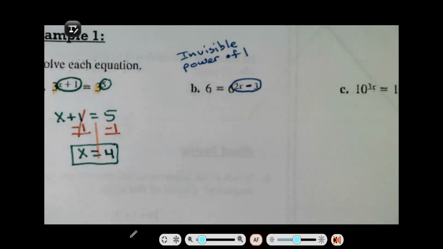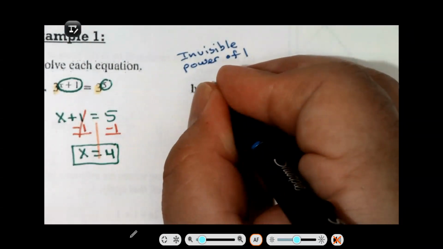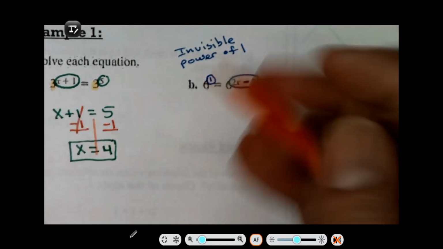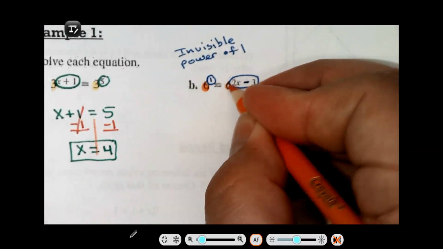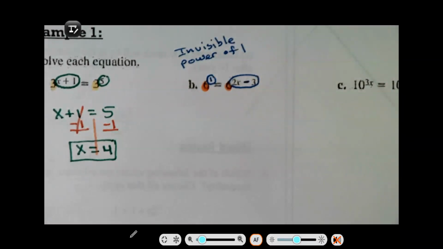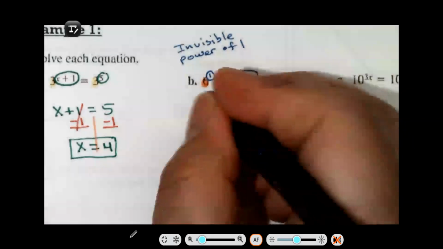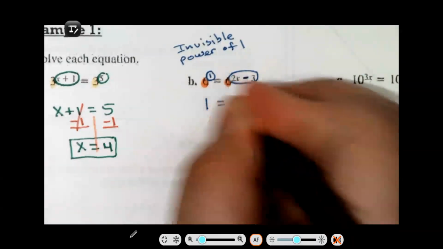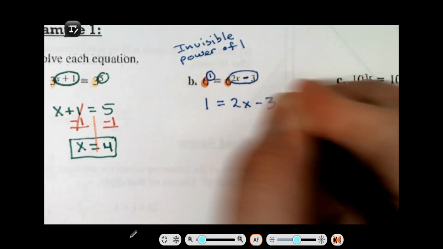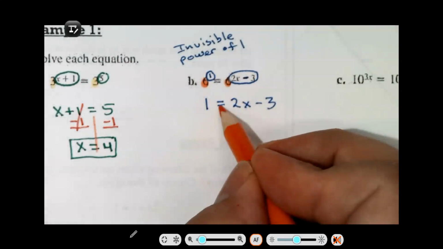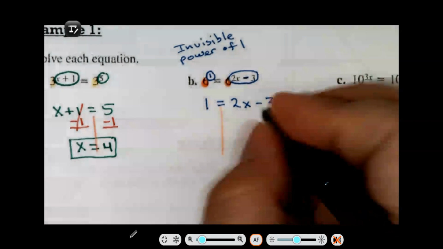We already used the rule earlier. So then I'm going to put a 1 here, and that's my power. The rule says if your bases are equal, and they definitely are, they both say 6. I'm not going to use that 6 anymore. I get to use the rule. I'm going to make my powers equal to each other. And now I'm just going to solve the way we always did. Put my little line right through the equals. And then here we go.